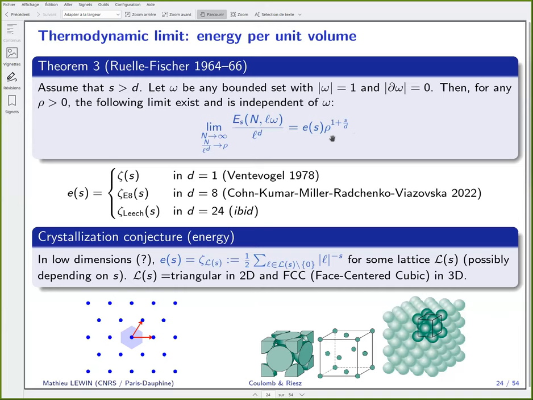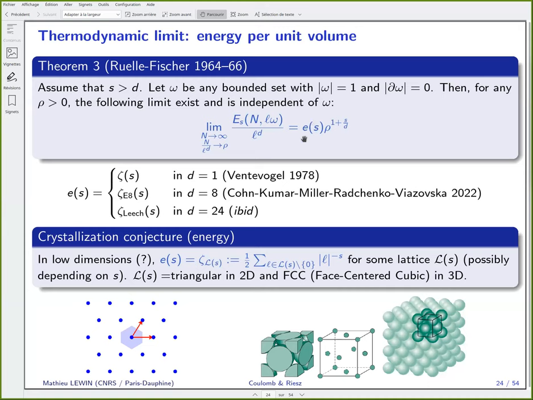So the main point of this theorem is that the limit exists and it does not depend on omega. So it does not depend on the way that I do my limit. Such a limit is called a thermodynamic limit, and it really says that your infinite system exists and doesn't depend on the way that you construct it.